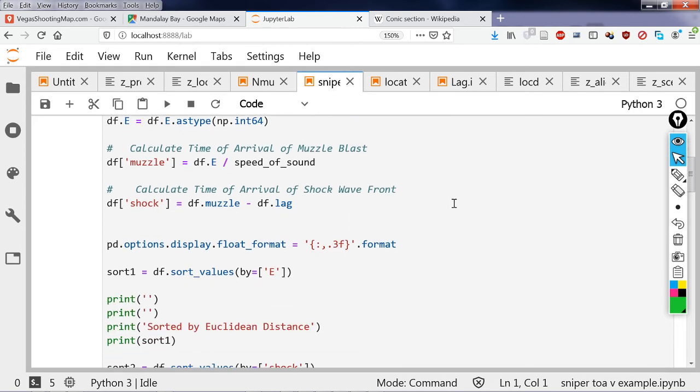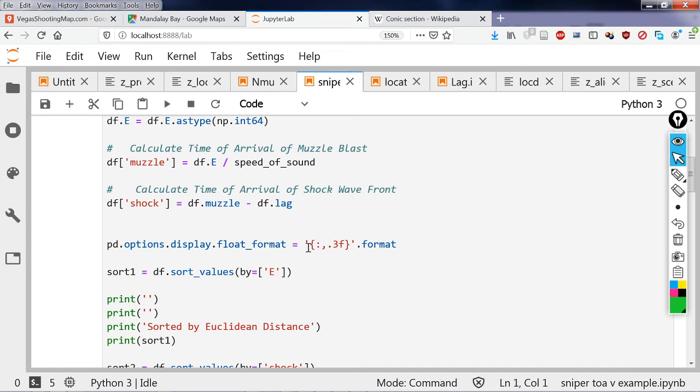And then, since we've measured the lag as the difference in time of arrival between the muzzle blast and the supersonic crack, all we have to do is take the time of arrival of the muzzle blast and subtract out the lag, and we've got the difference. And so now we've calculated the actual distance that sound travels between Mandalay Bay and the observer, and the time it takes at the speed of sound, and then we have when the supersonic crack arrives, not based upon a long complicated formula, but based upon the observation of lag.